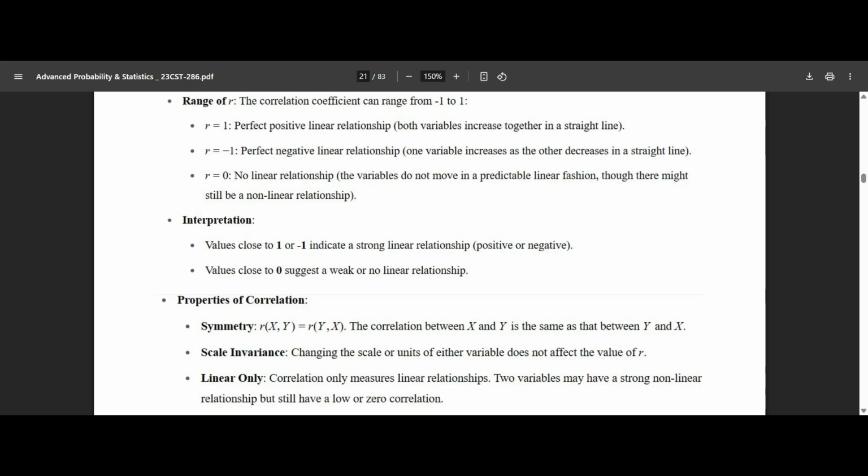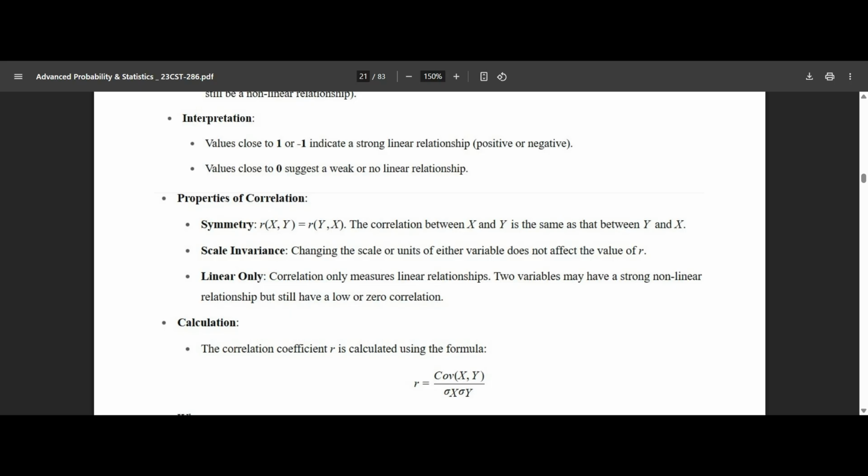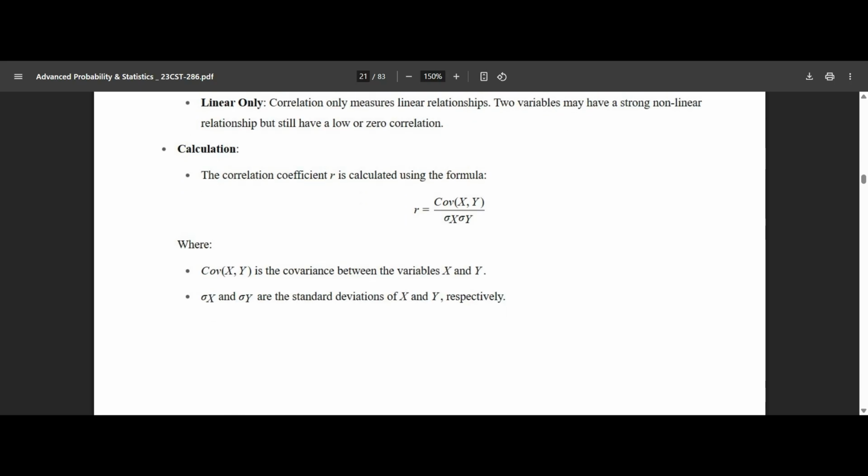जैसे हम ऊपर एक सम हमने किया था जिसमें R इक्वल टू -0.4 आया था. So in those cases, it is a weak correlation, you can say. Now, what are the properties of correlation? Symmetry, scale invariance, linear only. Symmetry का मतलब क्या है? R of x comma y equal to R of y comma x. Scale invariance, changing the scale or units of either variable does not affect the value of R. And linear only. Correlation only measures linear relationships. मतलब इसमें आप quadratic या cubic functions measure नहीं कर सकते. So correlation की formula भी दी गई है.